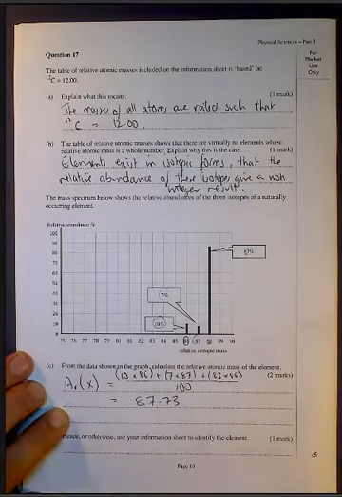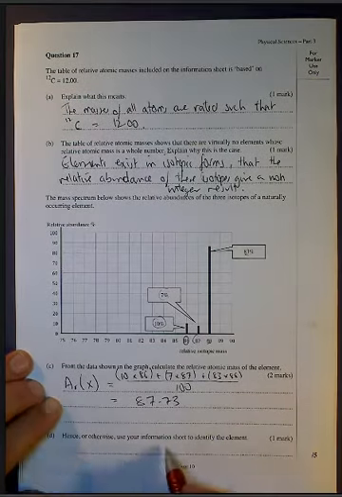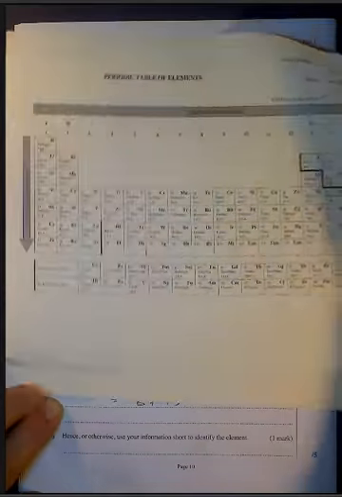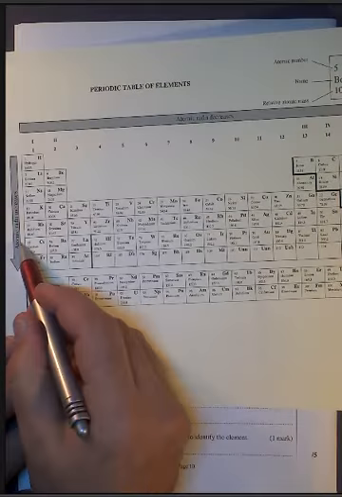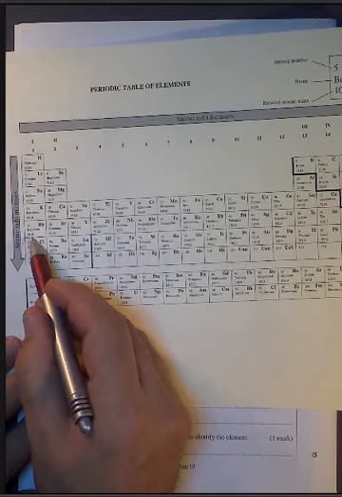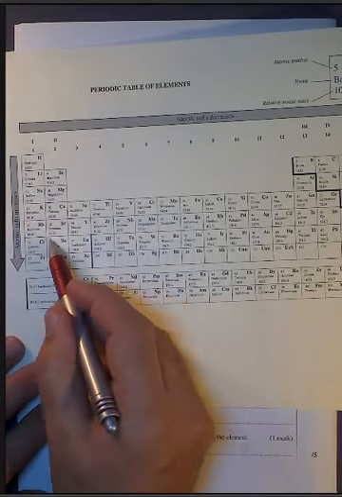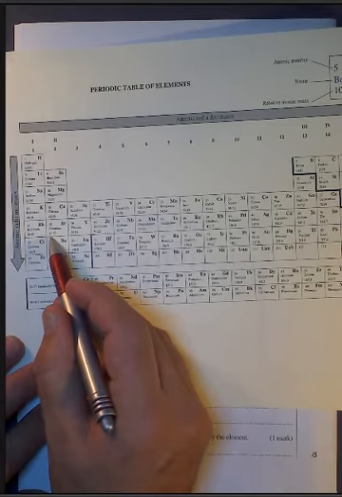And finally, hence or otherwise, use your information sheet to identify the element. Well, we know that the relative atomic mass is 87.73. So if we look here and here at our relative atomic masses, we've got 85.47 for rubidium. Yttrium has got 88.91, but right in the middle of that, we've got strontium, which is the closest with 87.62.